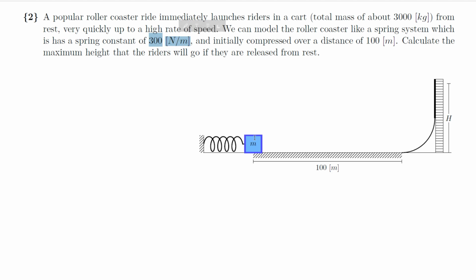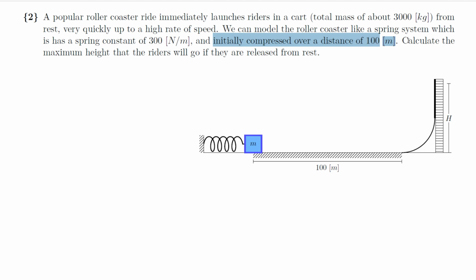So we start the cart at rest here at the beginning of the problem, and we're going to model the launching system as a compressed spring, which in this case is initially compressed over a distance of 100 meters. So from where it starts to the bottom of this ramp in this picture here, that's the distance we're assuming the spring is compressed over in the problem. So the spring will become fully uncompressed after those 100 meters.